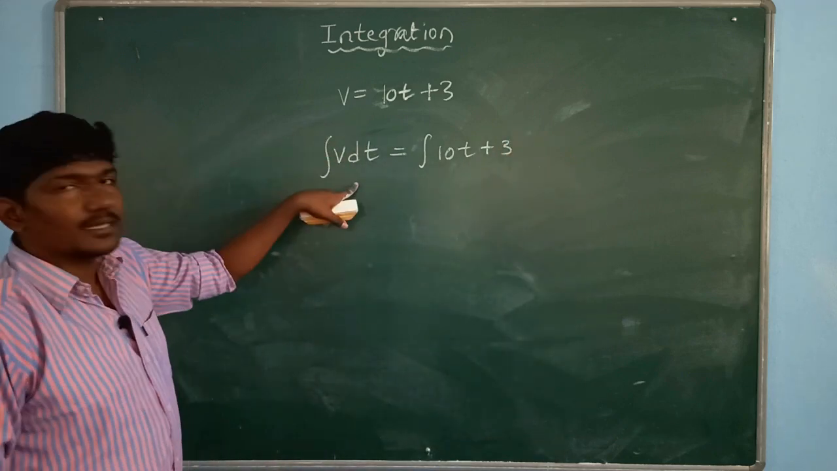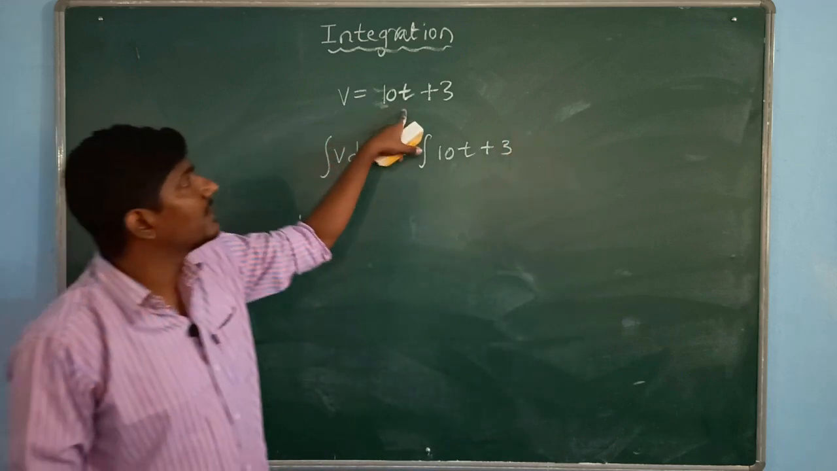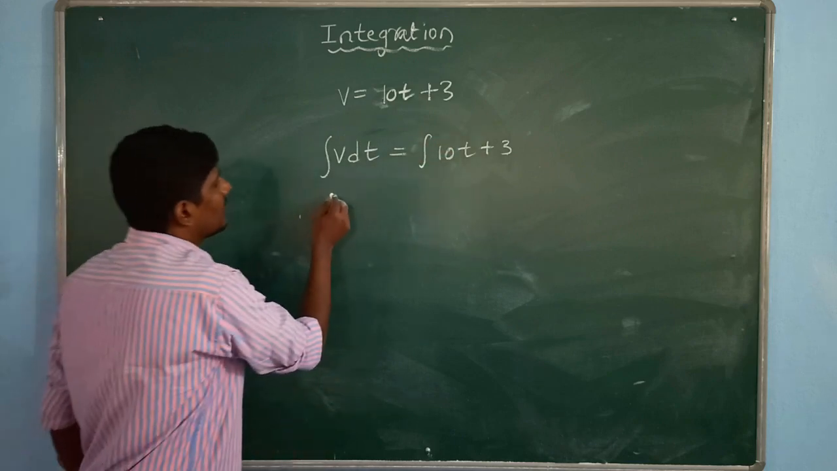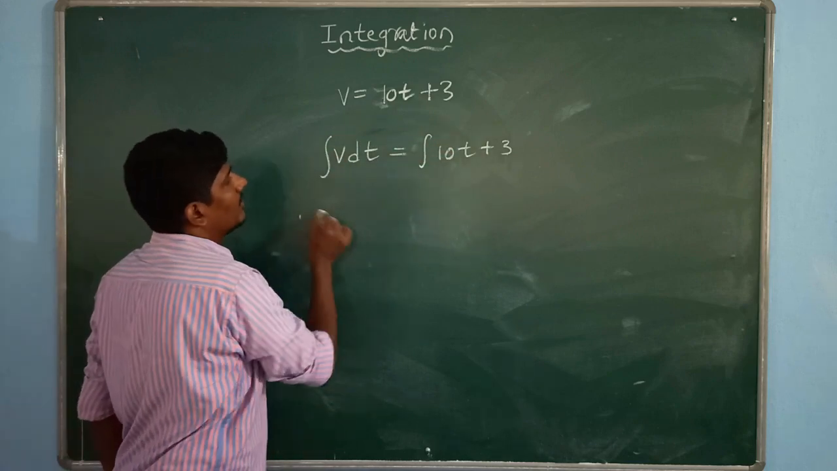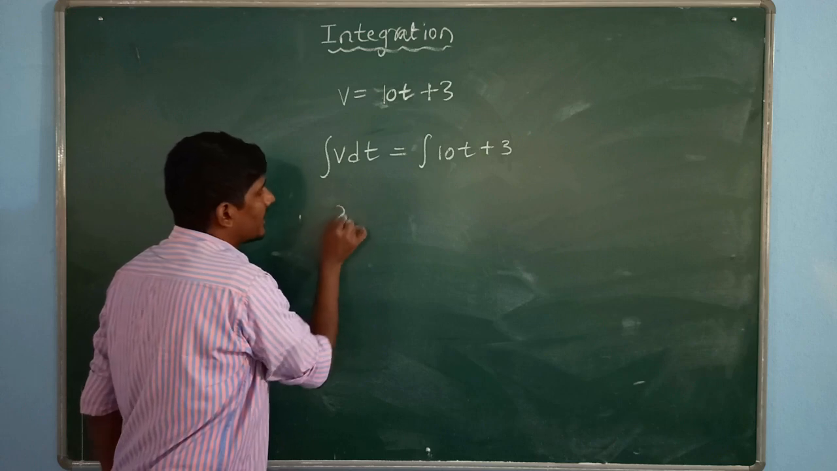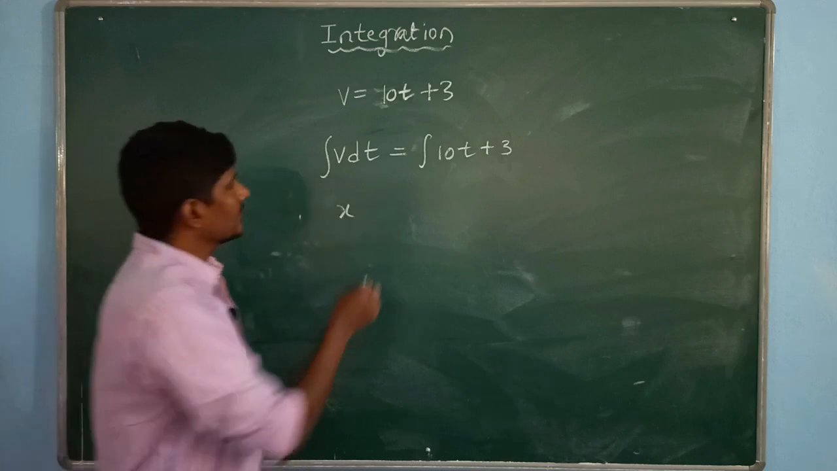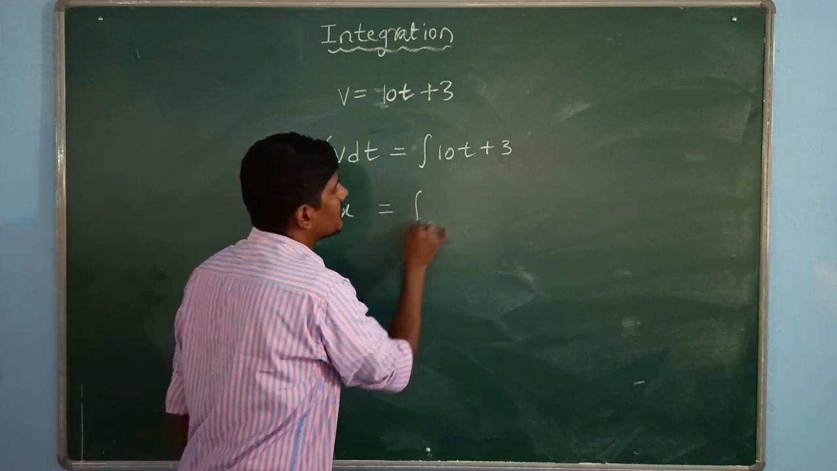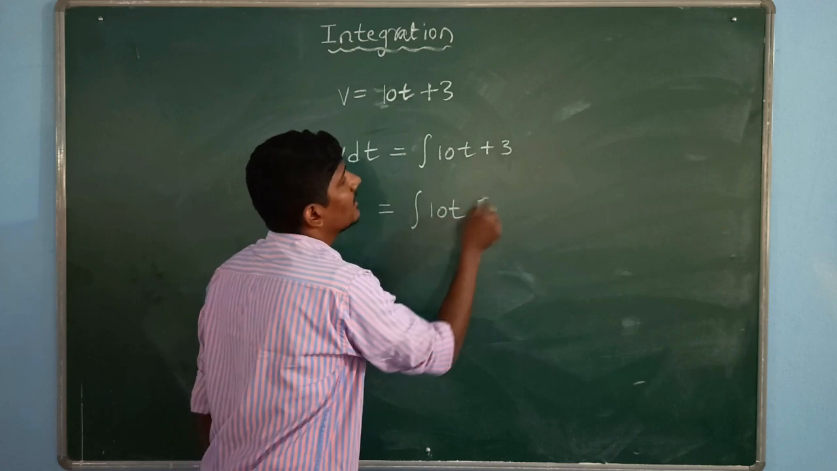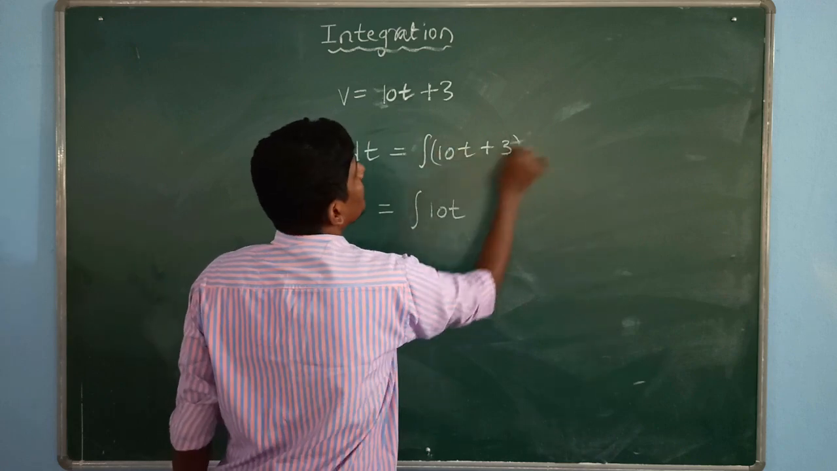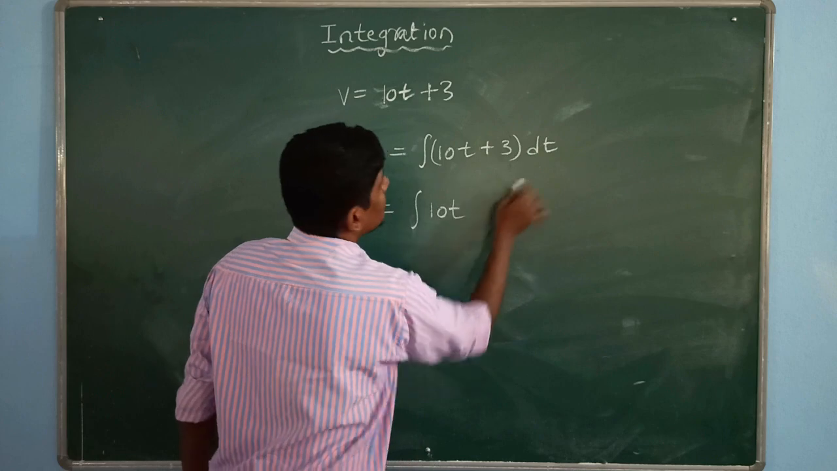See how to write integration. You need to write dt here. Here we have t, no, the variable term. Next step. This is a known value. v dt integration is what? x. Already we know this. That equals to integration of 10t separately. Okay, here also we should write dt. So multiply this.